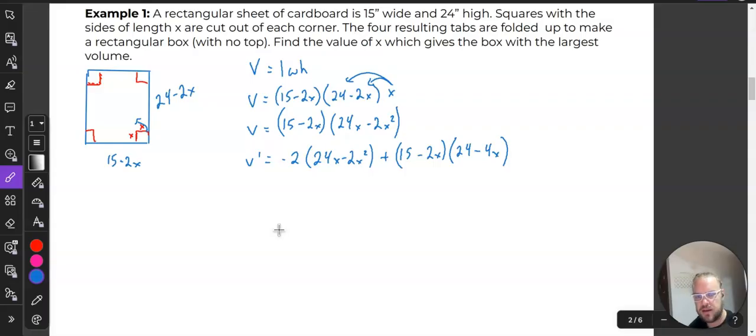So instead, we need to put all this together, which means that it might have been easier to put it together at the beginning. So I'm going to put it together first here, and that's going to give us negative 48x plus 4x squared, and I'm just putting that negative 2 in. Over here, I'm going to multiply these together, and 15 times 24 is going to be 360. 15 times negative 4 is going to be negative 60x. Negative 2 times 24 will be negative 48x, and then I'll get plus 8x squared.